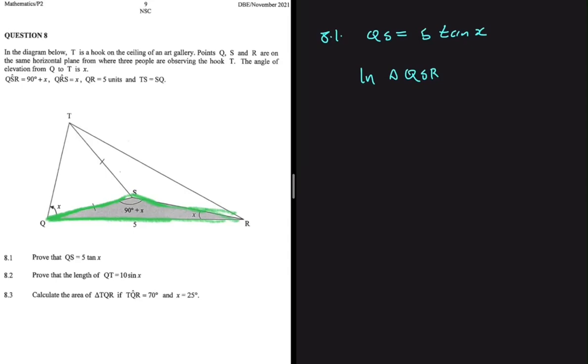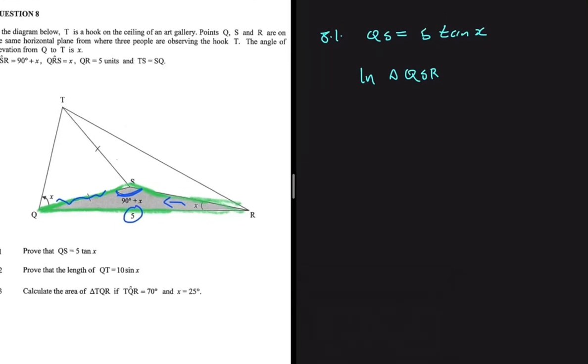We want QS, we want this side here, right? And then opposite that side, we have this angle, right? So now I'm thinking, okay, I can use the sine rule. And then we have the angle QSR, this angle here, which is given. And then we have a side opposite to it. So the bias is confirmed now. We can definitely use the sine rule.